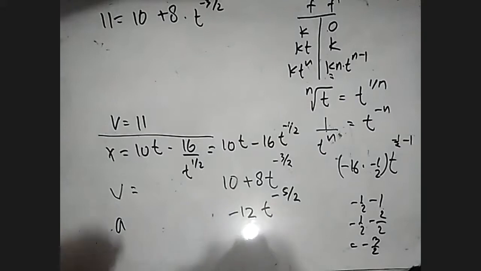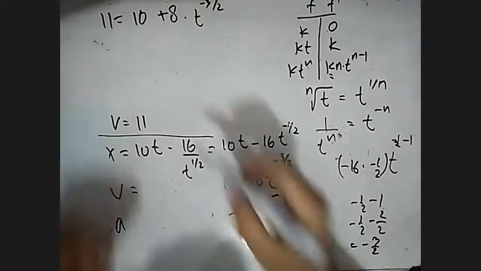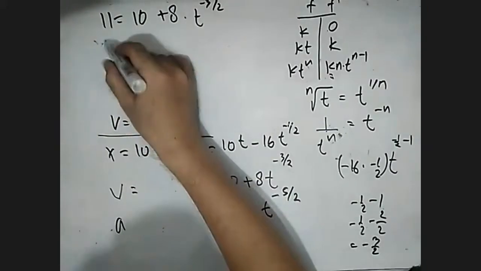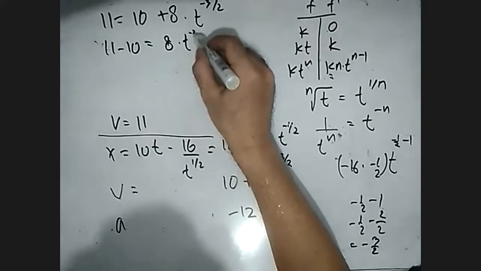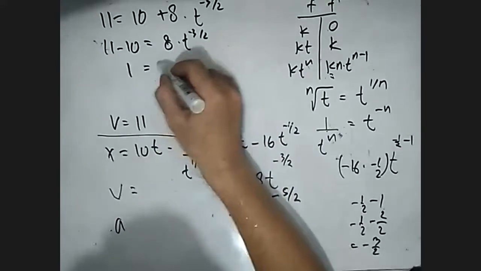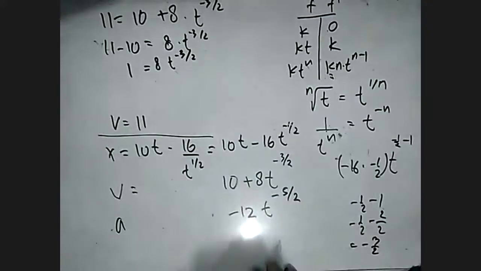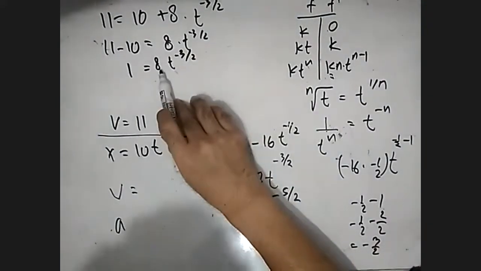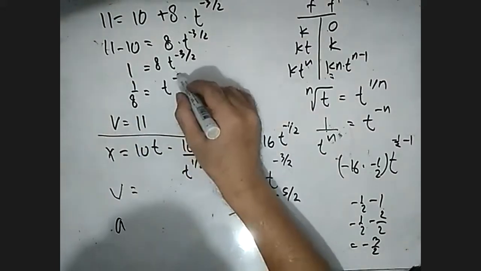How? We're going to put the 10 to the other side first. When we subtract 10, 11 minus 10 is 1, so 1 equals 8 times T to the power of minus 3 over 2. Next, we're going to divide by 8. So we have 1 over 8 equals T to the power of minus 3 over 2.